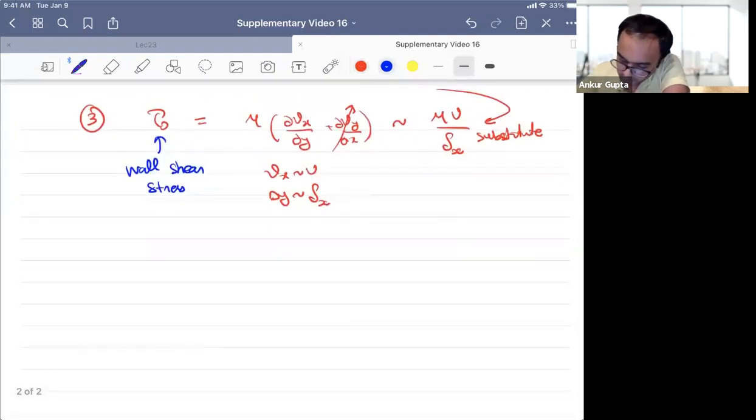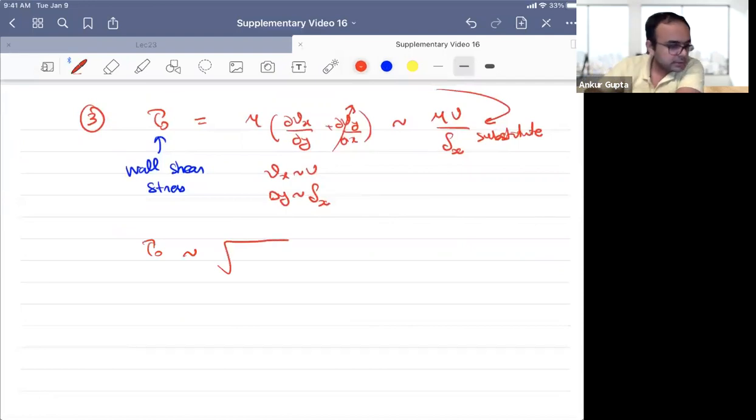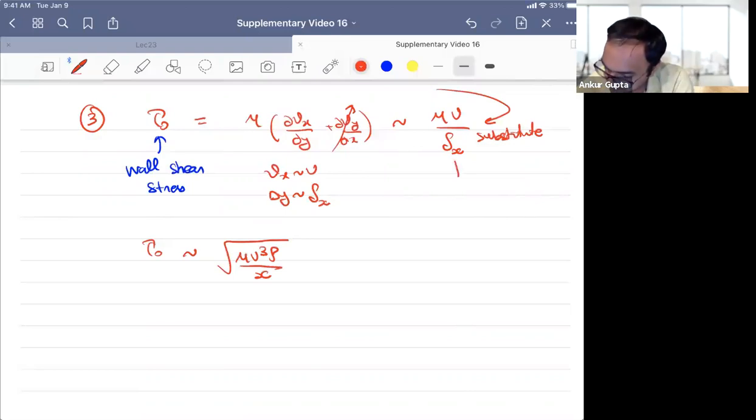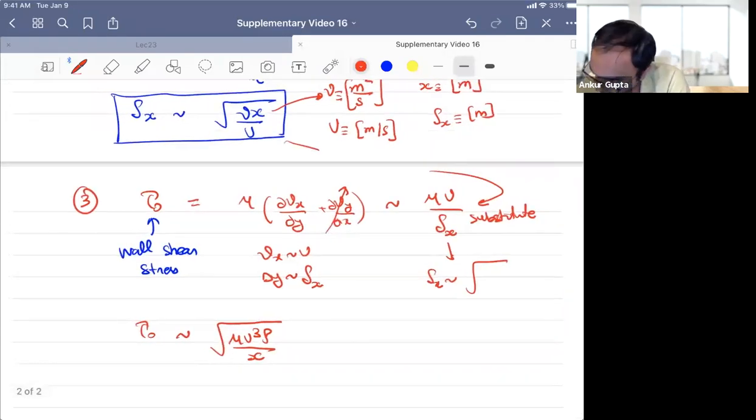So you'll get tau naught scales as square root of mu u cube rho by x. So dimensionally, this is how this scales. So you can verify, you can substitute this delta as square root of mu x by rho u, right? And when you substitute, this is what you will get.